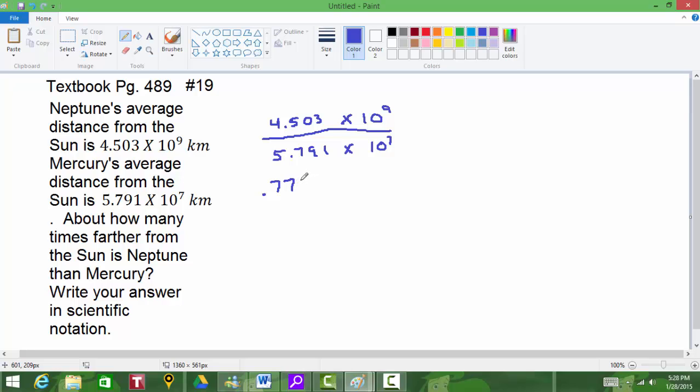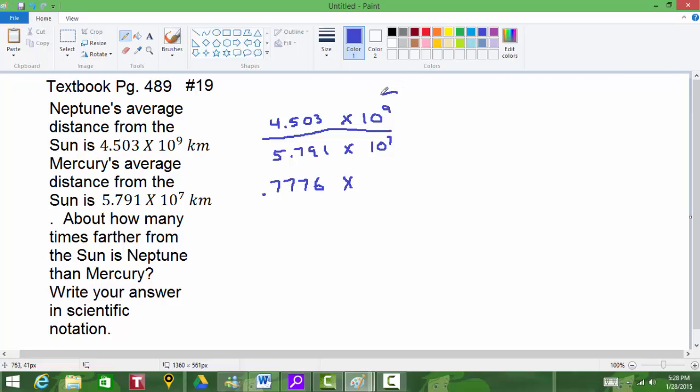So it's 0.77758591. What I'm going to do is go out to 777, and let's go one more and make that a 6. And that last one's been rounded.